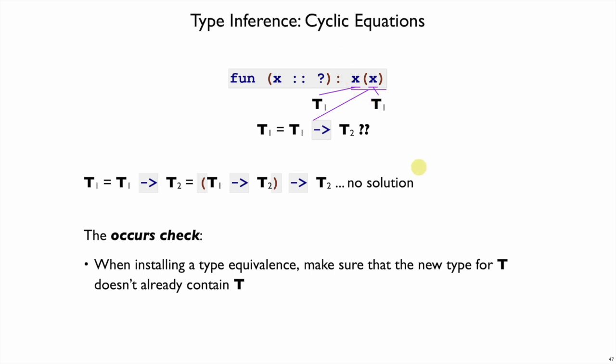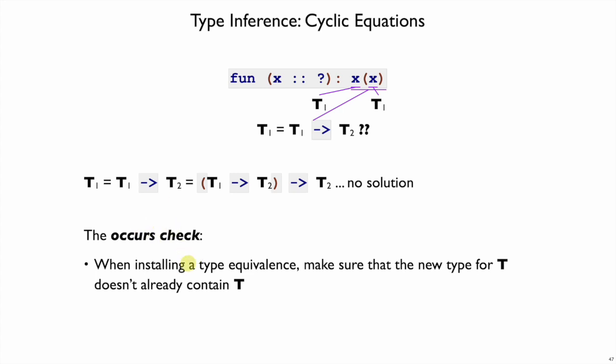The way that our inference will determine that this has gone wrong in this way, the key problem here was that we had a t1, an equation we wanted to install, where t1 itself appears on the right-hand side. If it's all just t1, t1 equals t1, that turns out not to be a problem, and that does happen. But if t1 is nested somehow in this type on the right, if it occurs somewhere in there, then we have to fail.